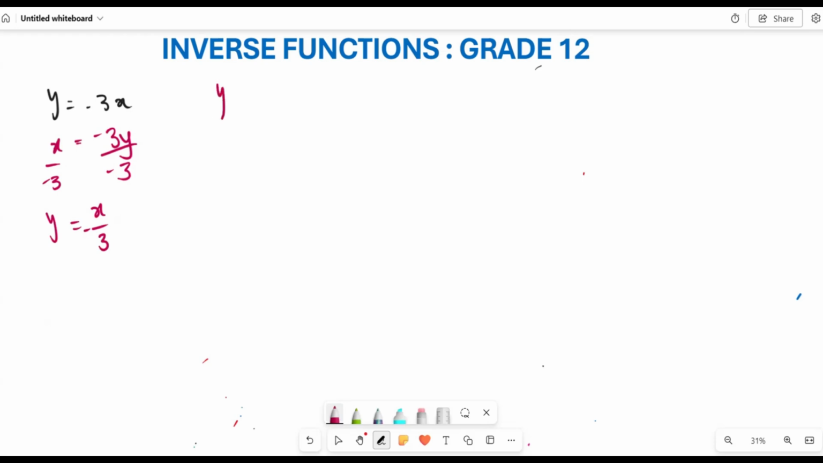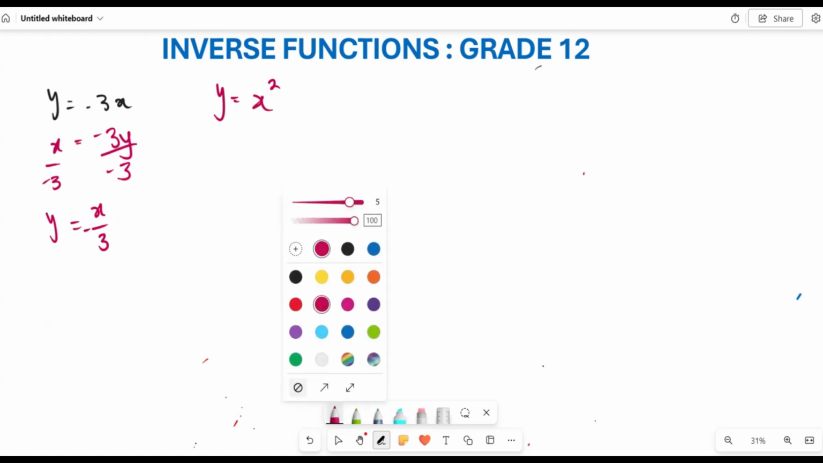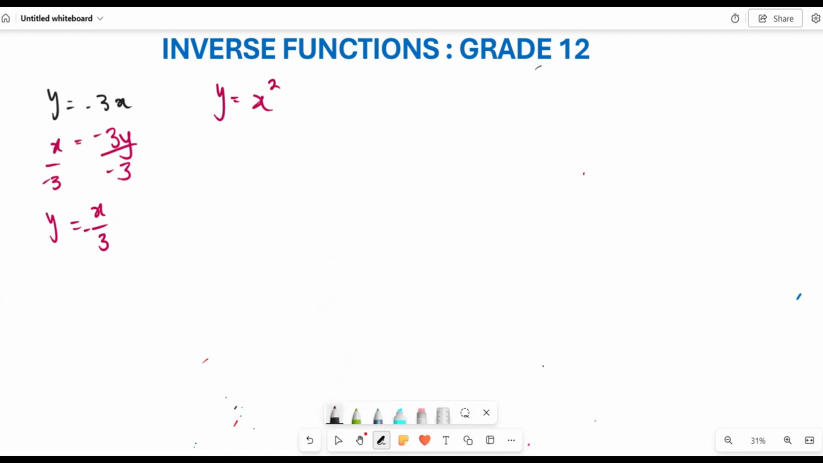So let's say I give you a parabola, y = x squared, and I say I am looking for the inverse of this function. What are you going to do from here? Remember, we know that to find the inverse, you just switch the values. So this will be the same as x = y squared.